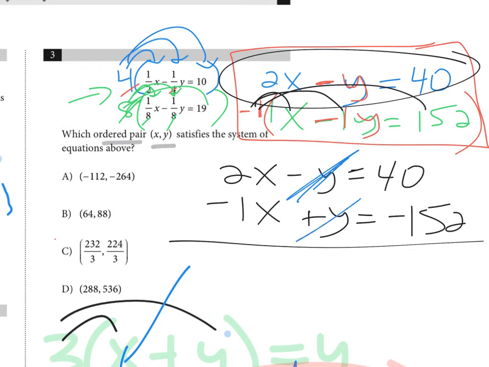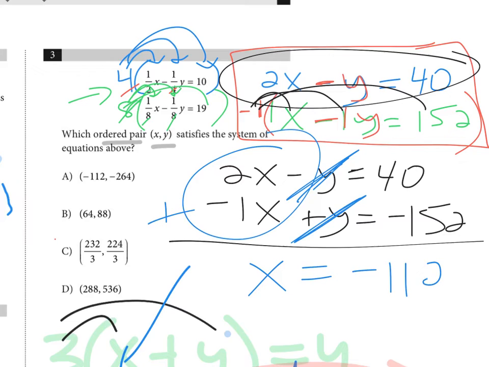See, I did that so that the negative y and the positive y cancel. We're going to add the equations together. So 2x minus 1x is just 1x. And then 40 minus 152 is -112.